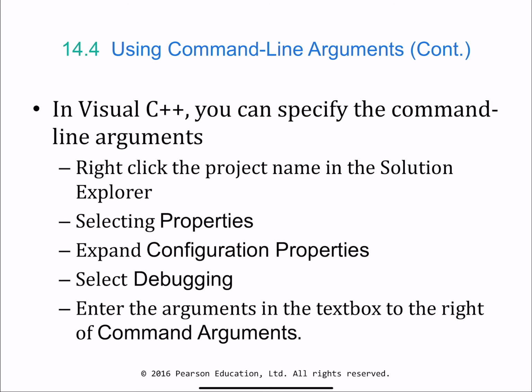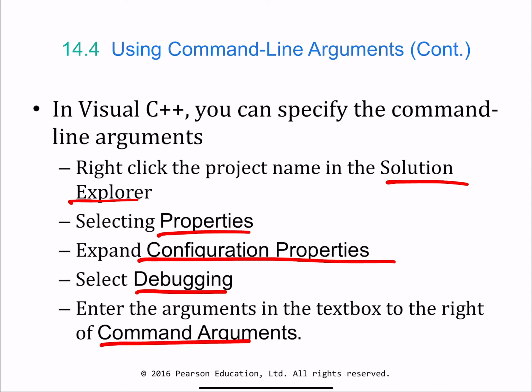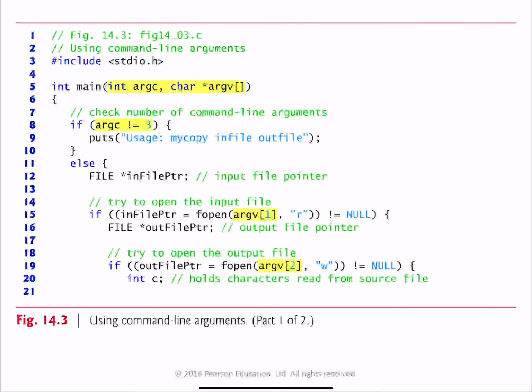Now in Visual Studio or Visual C++, depending on what you're using, in Visual Studio these days, we can specify command line arguments while we are debugging the program, while we're still testing it out. I'll show you how to do that in the hands-on section, but generally you can right-click on the project name in the Solution Explorer, select Properties, expand Configuration Options, select Debugging, and you can provide command line arguments there. And here's the sample program that I just talked about.